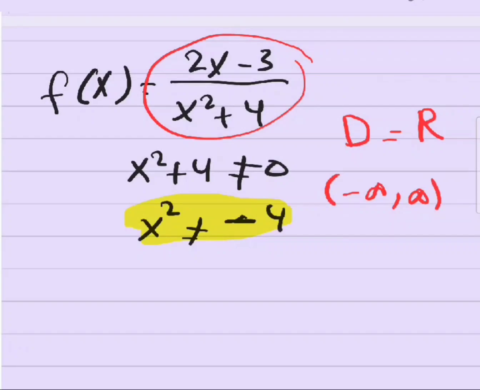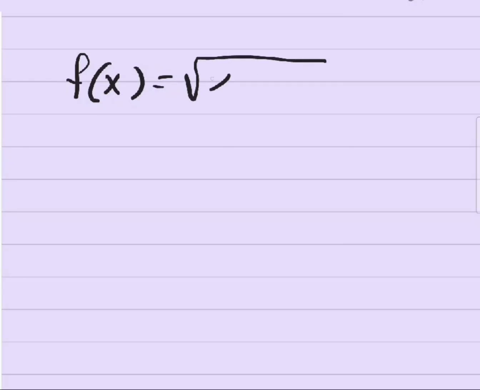Now, what if you encounter a square root problem? So for example, what is the domain of the square root of x minus 4? How can we find the answer? Now, for square roots, or any radical where the index number is even, you cannot have a negative number on the inside. If it's odd, it could be anything.